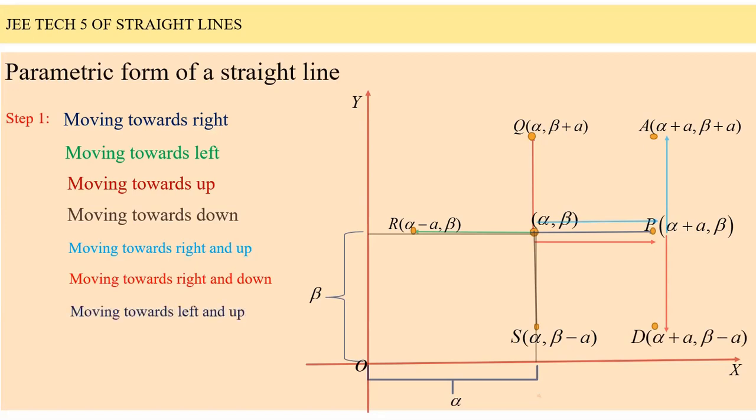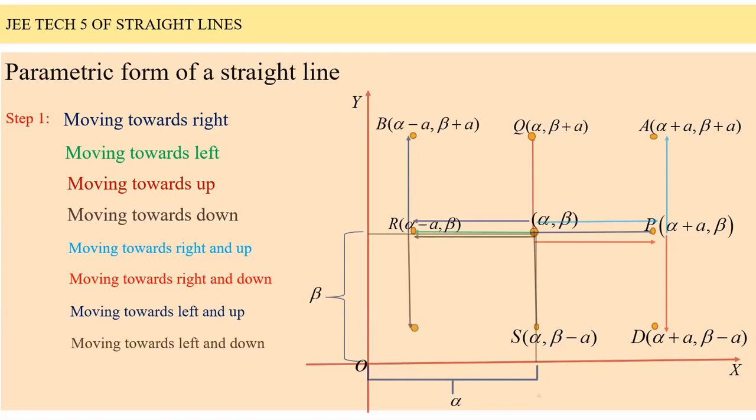For moving towards left and up, a is subtracted from the x coordinate and a is added to the y coordinate. For moving towards left and down, from alpha comma beta the coordinates are alpha minus a comma beta minus a. So this is horizontal moving and vertical moving. This is exactly what we have seen in step 1. Now we will go to step 2.